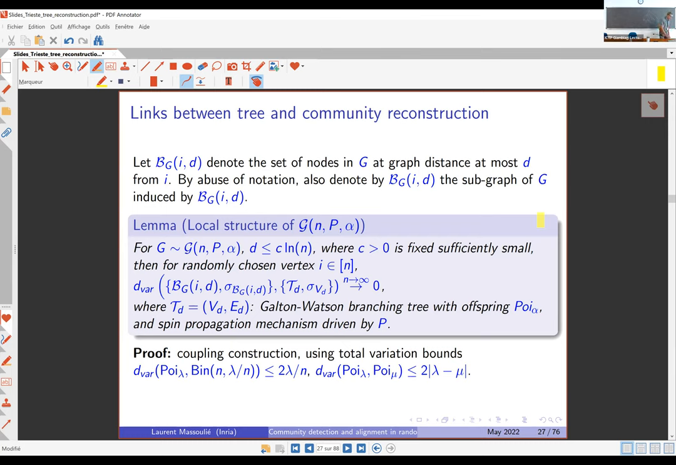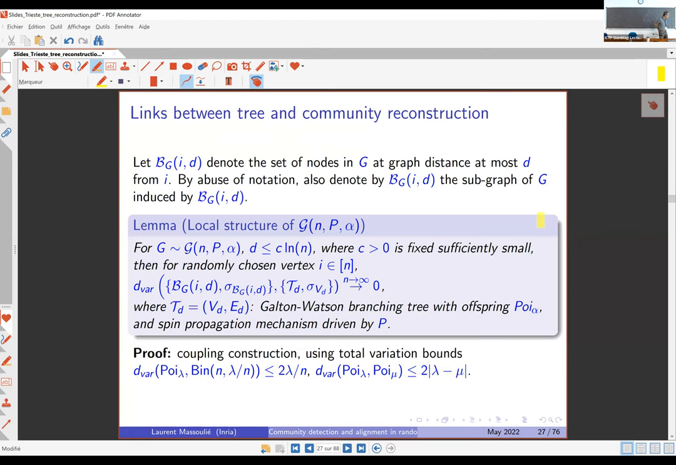All right. So let's see why. How the two models are related, the stochastic block model and our problem of block reconstruction or community detection, and the tree model that I was describing previously.